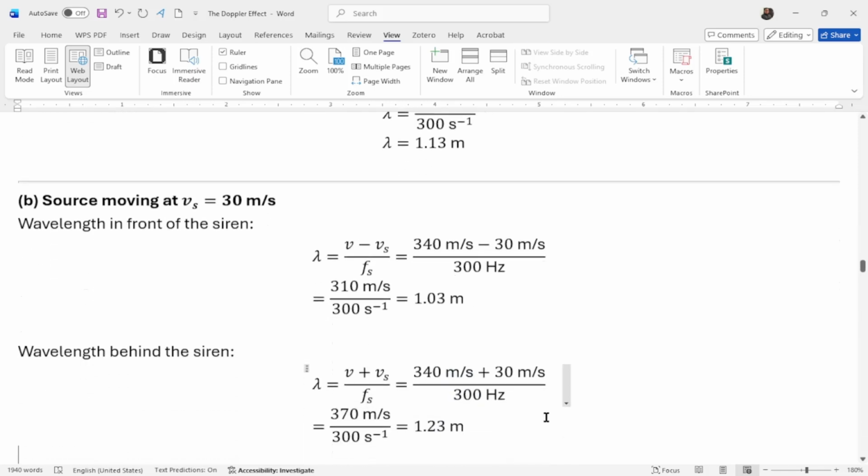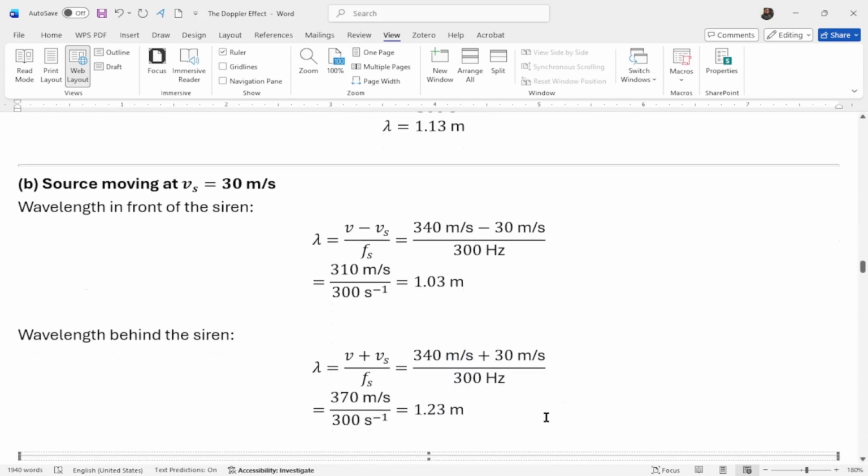Now what about at the back of the source of the sound? The equation that we're going to use is lambda equals v plus v sub s over f sub s. So we're going to add 340 meters per second plus 30 meters per second, and the sum will be divided by 300 hertz. So we have 1.23 meters.